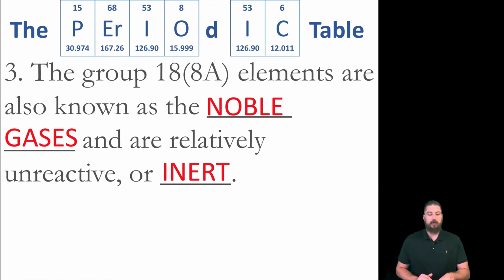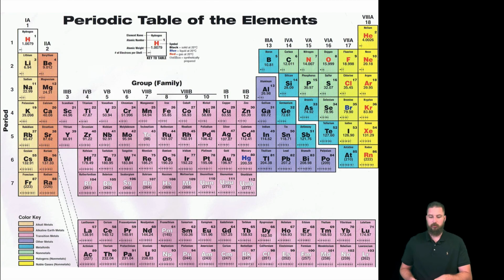And then group 8A are elements that are known as noble gases. They are relatively unreactive, or they are said to be inert. They don't really react. We'll learn about that later, but essentially it's because they have a full octet. So again, that last column are the noble gases.